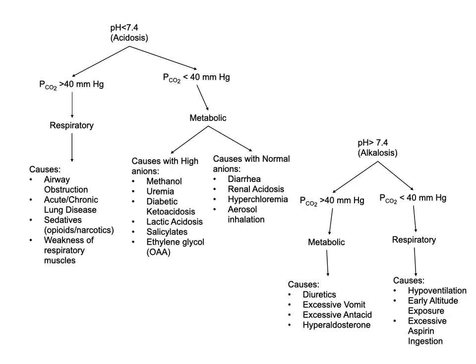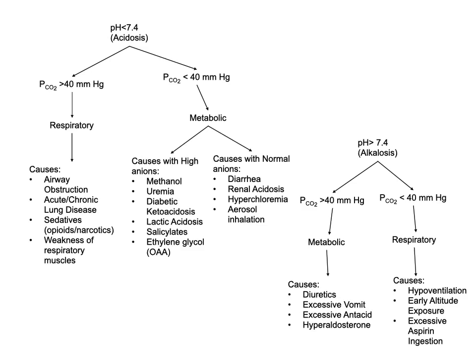On the other side, we have an elevation of pH where we start getting alkalosis. If we get alkalosis with an elevation of CO2, we know that we're dealing with a metabolic cause here. And this metabolic cause is predominantly from a loss of acids. This loss of acids comes from consumption of diuretics, excessive vomiting, excessive antacid consumption, or an issue with the adrenals with hyperaldosteronism.